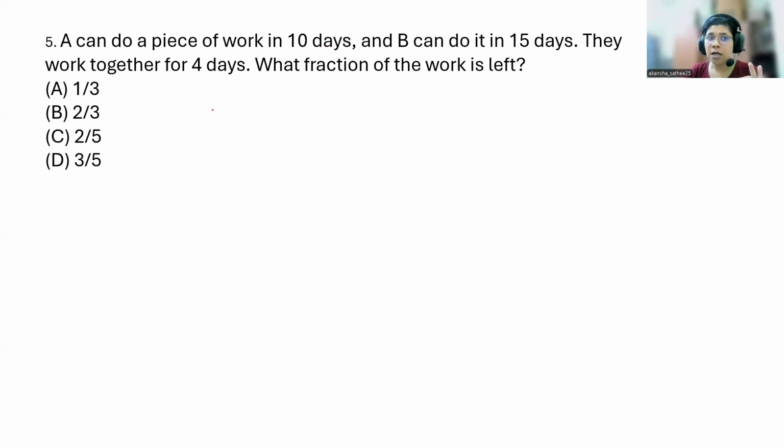So, in 1 day, how much work can A do? A can do 1 by 10 of the work, right? Because A can do the full work in 10 days. So in 1 day, A can do 1/10 of the work. Similarly, in 1 day, B can do 1 by 15 of the total work.